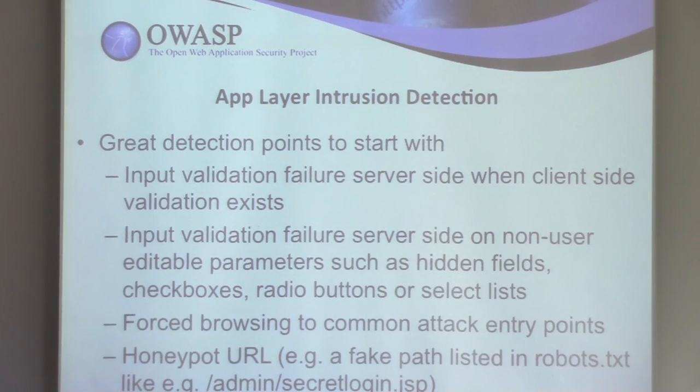You go into an app and you want to be stealthy, you don't hit the app, you hit robots.txt first. And you see like /admin/secretlogin.jsp as a do not index. What's your next request? You see a login page. What do you do next? Login. Boom.